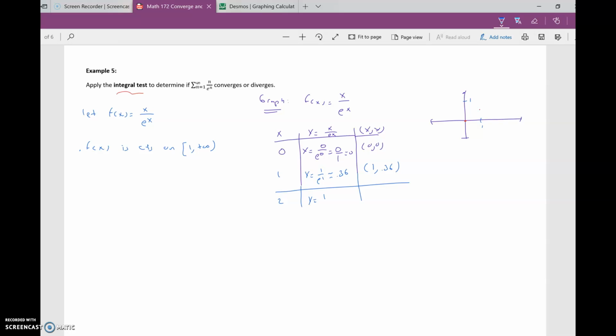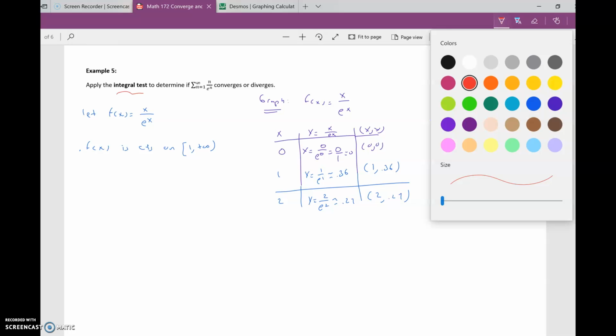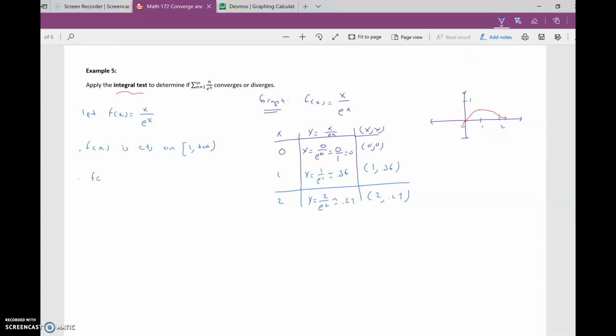Let's select 2. So y is equal to, in this case, 2 over e to the second, and I'm getting that this is approximately 0.27. So 2, 0.27, about here gives us the intuition that this function is actually decreasing. Okay, so let me just rewrite it as f of x is decreasing on technically 1 to positive infinity.